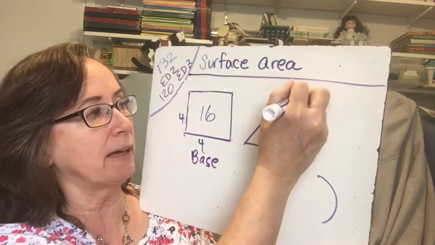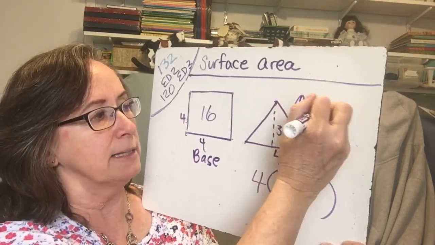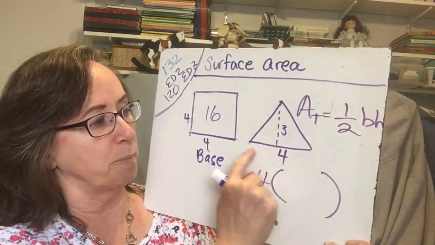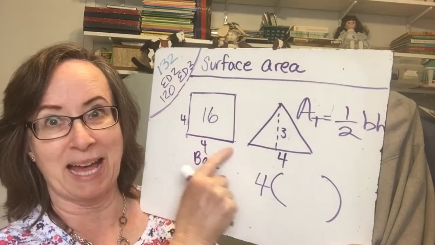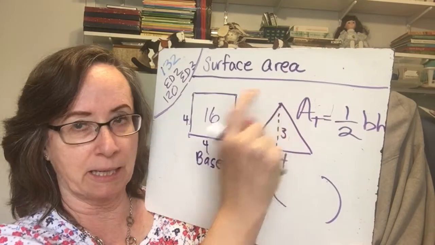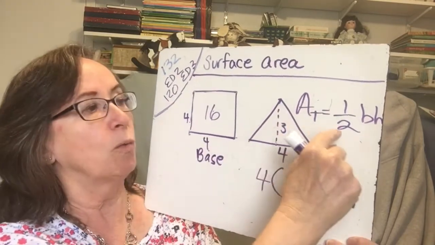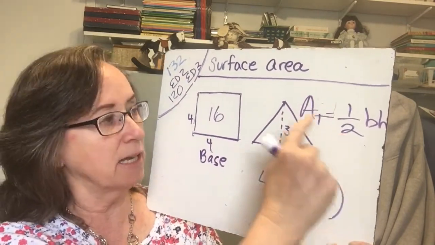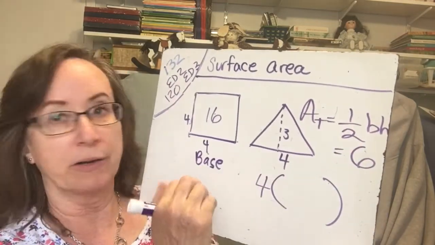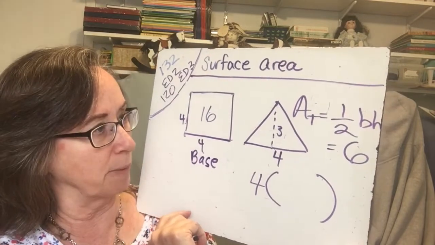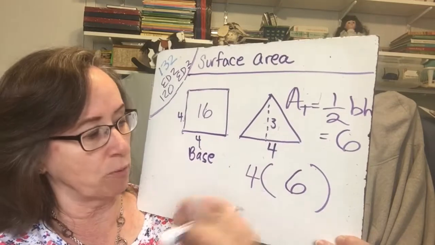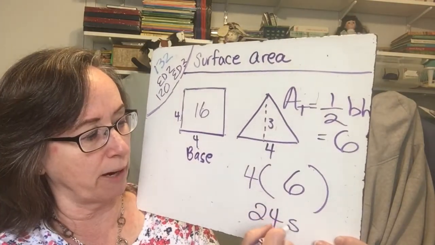And the area of a triangle is 1/2 base times height. So base is 4 because it has to match this side, doesn't it? So the base is 4, the height is 3, 4 times 3 is 12, 1/2 of 12 is 6. So the area of the triangle is 6 square units. I'll have to go look at the units in a minute. So we have 6 times 4 is 24. So we have 24 square units.